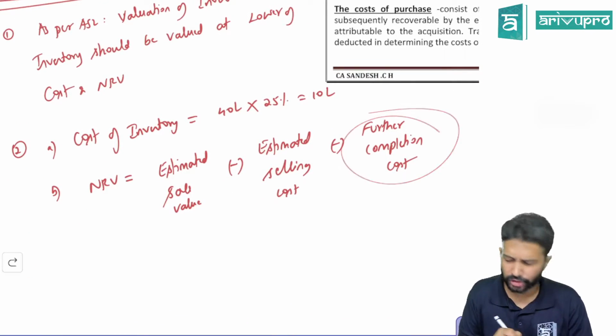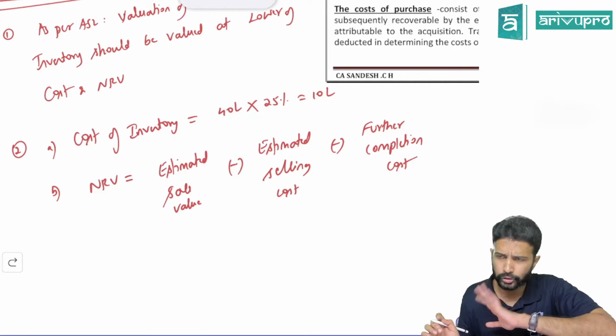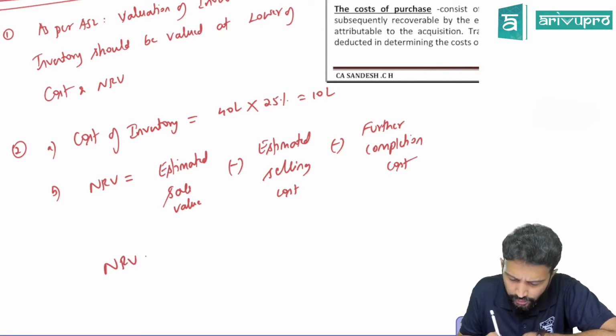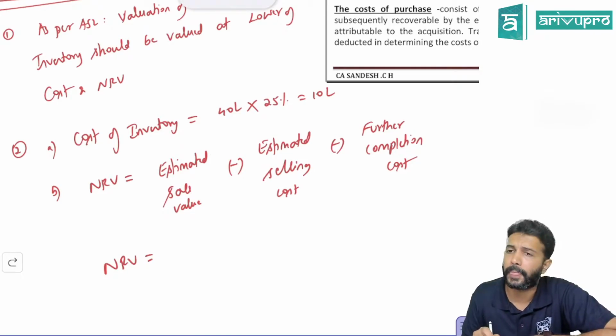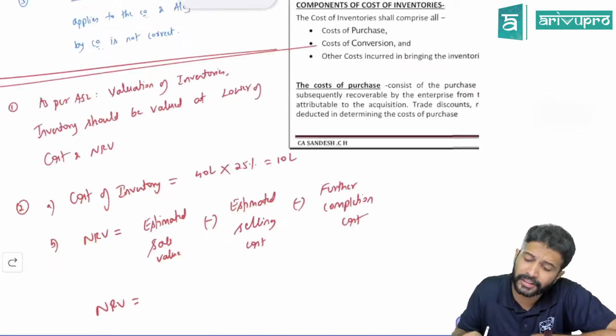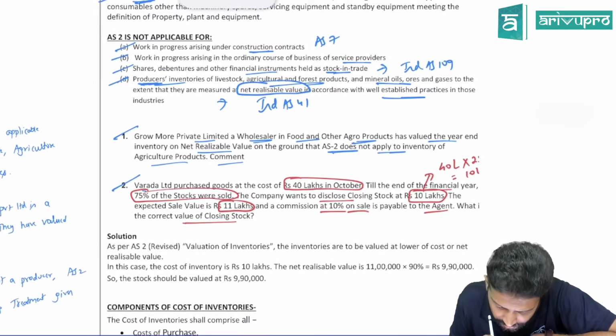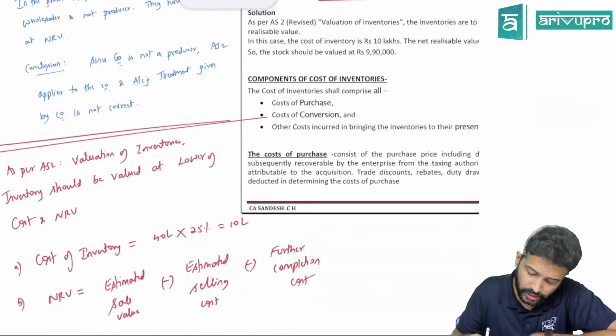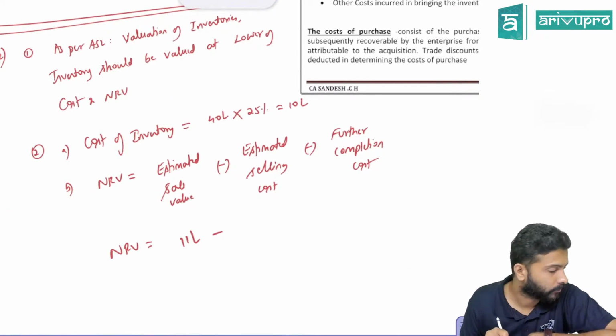Here further completion cost is not there. If you want, you can cut it off also. That is fine. So NRV, how do you get? Do you know the estimated sale value of this product? You bought it at 10 lakh, but they are saying you'll sell it at what price? The sale value is estimated to be 11 lakh.